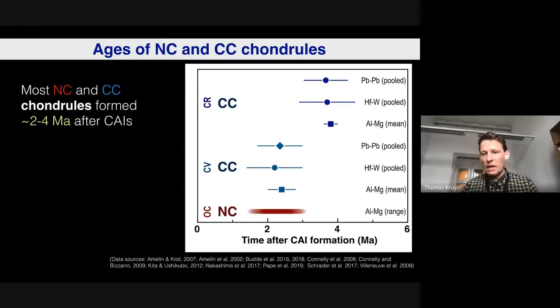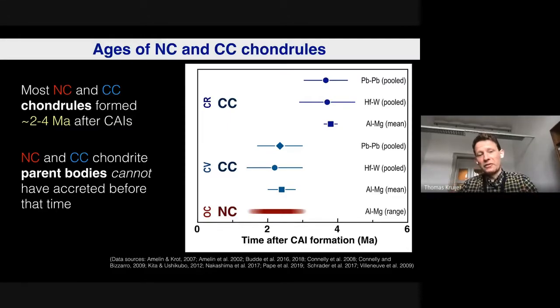I know, and maybe some of you noticed, that there is some discussion about this, because if you look at individual chondrules, some of these chondrules are even older than this time interval, and maybe as old as iron meteorites or as CAIs. But I think this diagram, because this is for bulk chondrites, makes it pretty clear that the majority of chondrules of these meteorite groups formed relatively late in the evolution of the solar disk, so between 2 and 4 million years after CAIs.